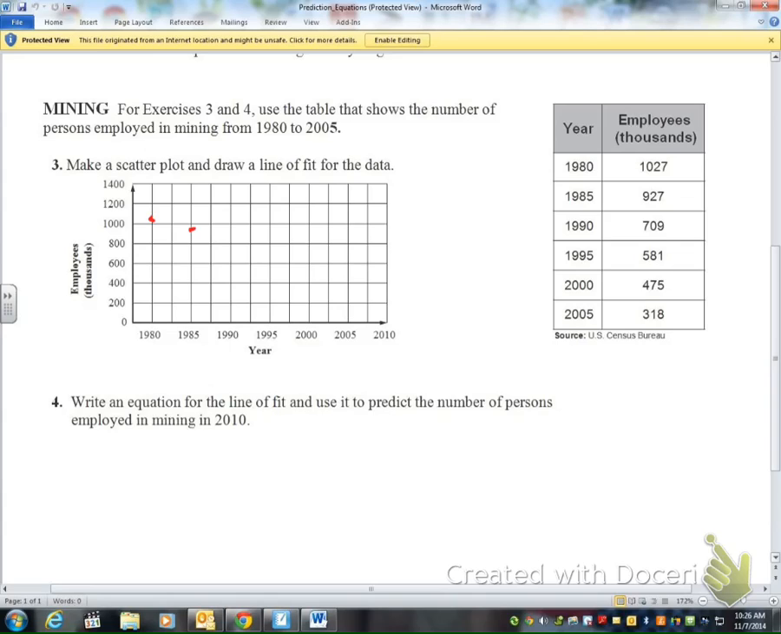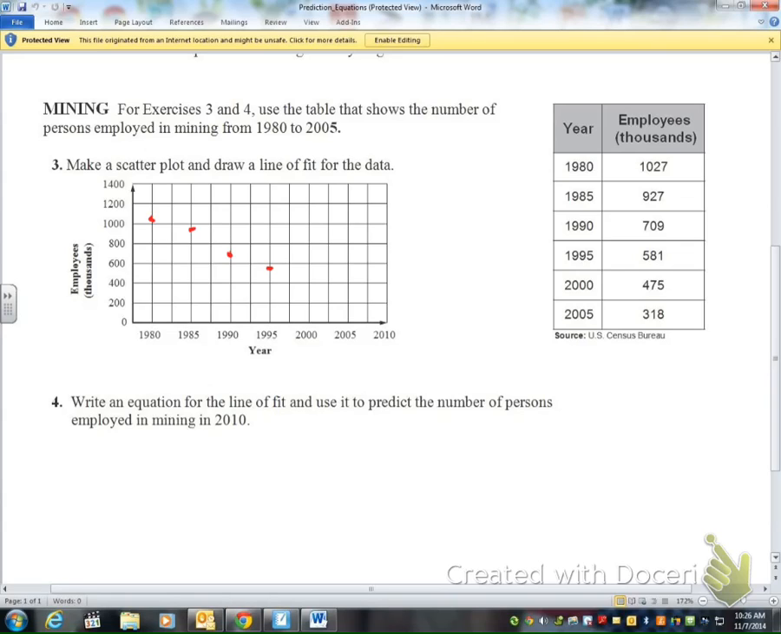Then we have 1990, again, not this one, this line here, and our value is 709. So where's that going to be? Halfway between 600 and 800, right? So you want to put another point right there. Then we have 1995, again, skip one. 95, it is 581, so it's pretty darn close to 600, right? It's only 20 less than 600, so it's going to be pretty close to the 600 line there.